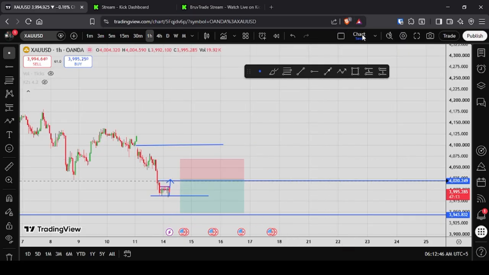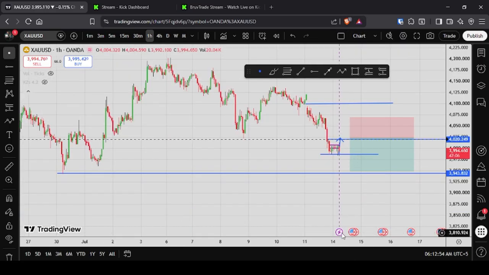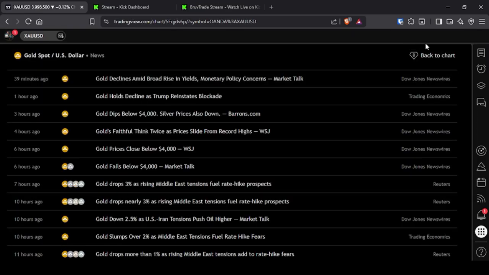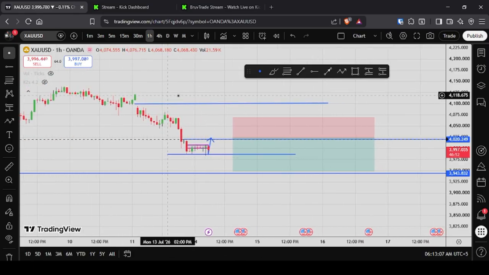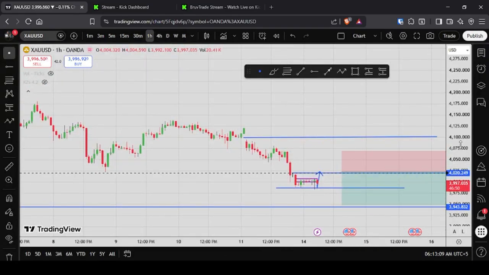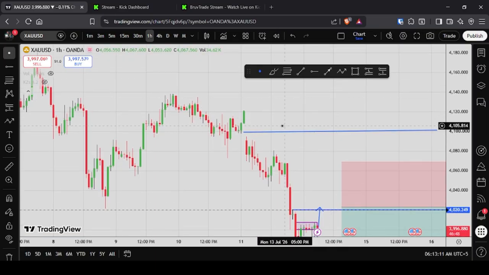What do you think, Blue? Yes, I agree with you. This seems a little bit risky because there is a gap, the opening gap of Monday, and I think it's just risky to leave it like that and ignore it.